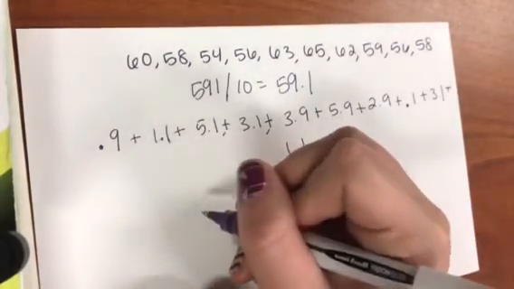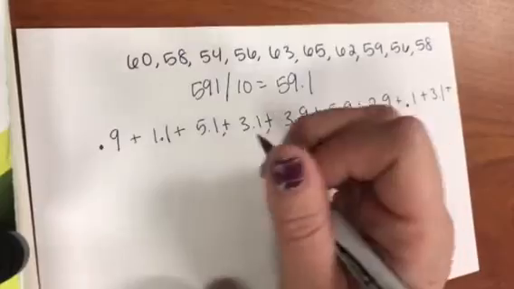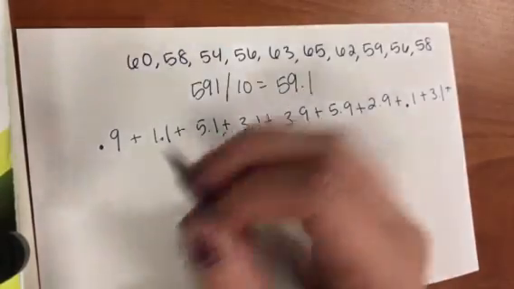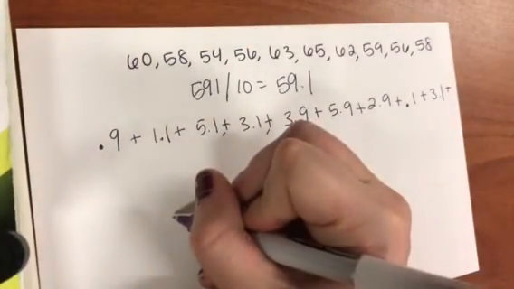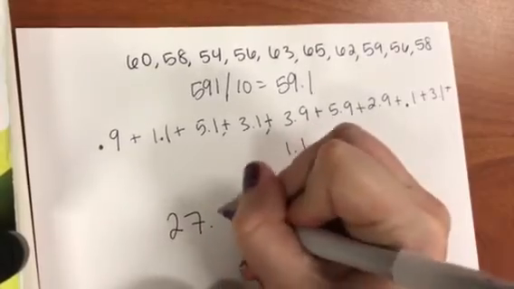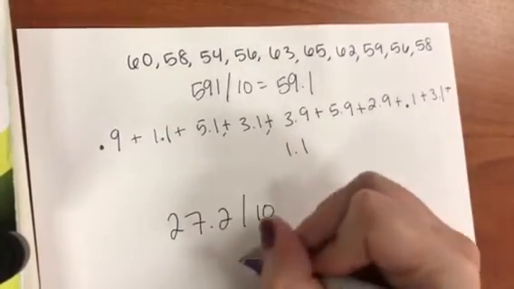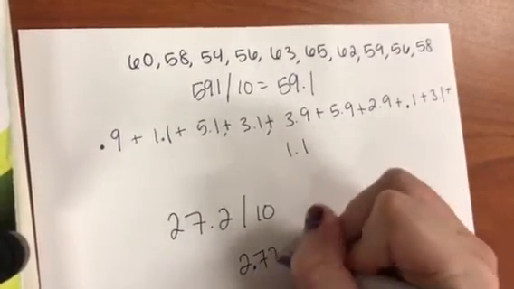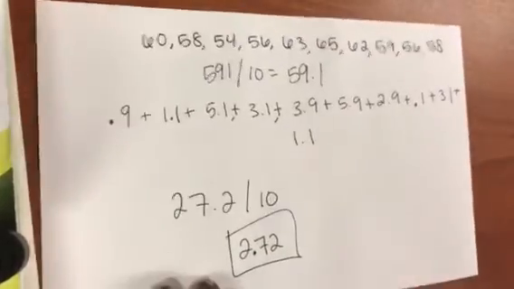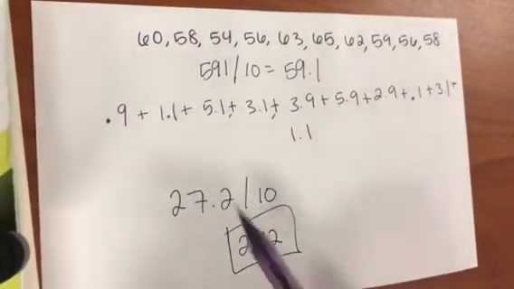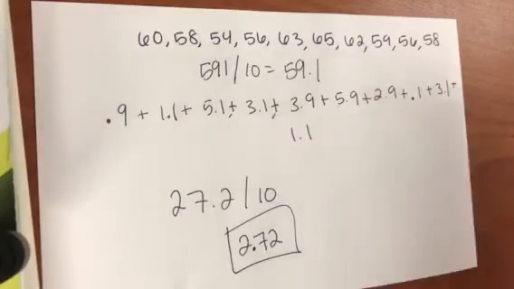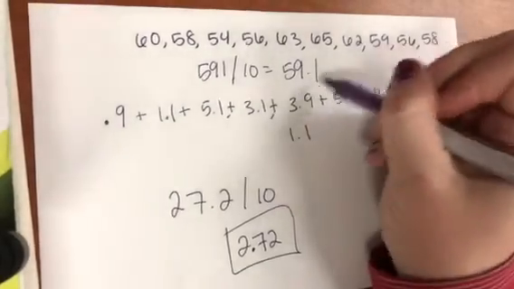1, 2, 3, 4, 5, 6, 7, 8, 9, 10. Perfect. And then divide by 10. 27.2 divided by 10 is 2.72. My mean absolute deviation is 2.72. And that means that my numbers are about 2.72 away from the average.